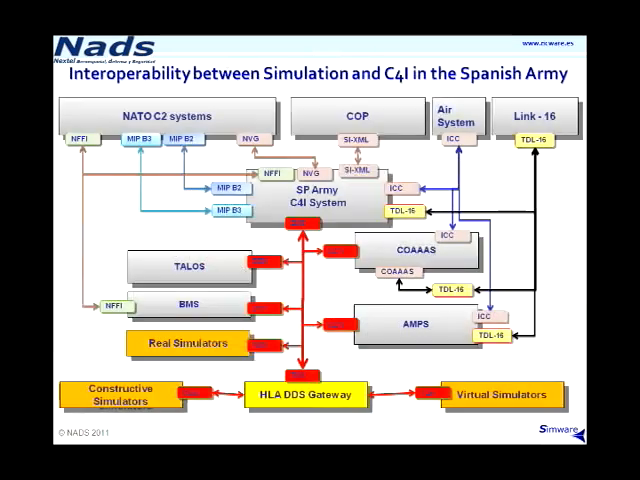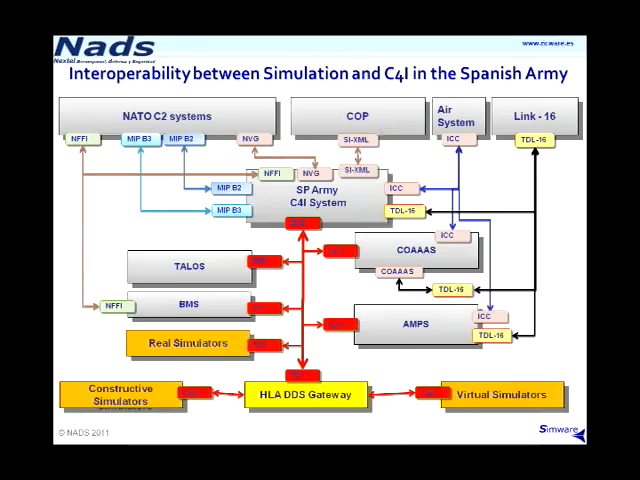And now a work in progress. In this schema we can see the reference architecture of the Spanish Army. In this architecture we have tactical elements and strategic elements, both joined with DDS as a backbone.